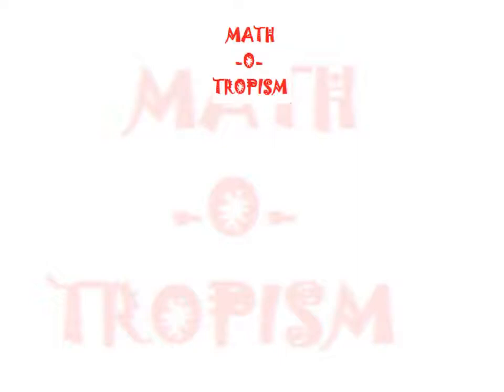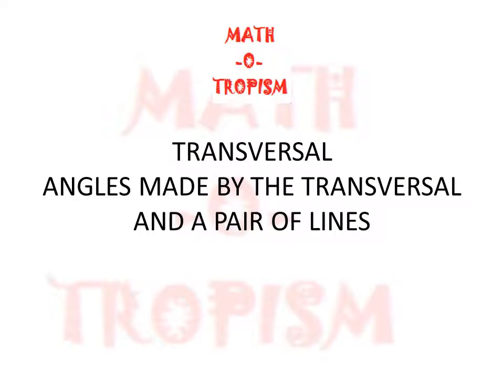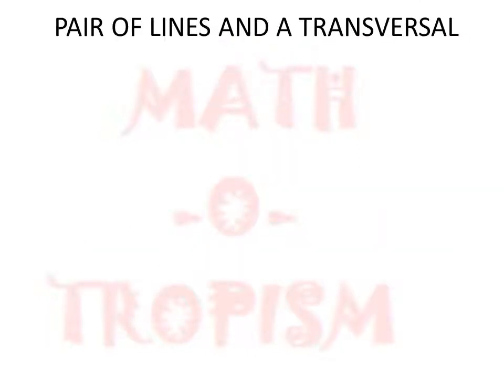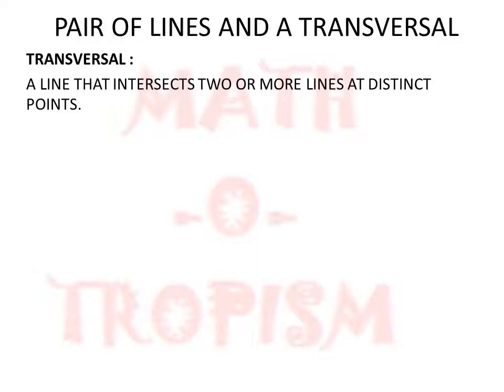Welcome to Math-o-tropism. Today we are going to see about transversals, the angles made by the transversal and a pair of lines, and we will be considering a particular type of pair of lines, the parallel lines. First we will see what a transversal is. It is a line that intersects two or more lines at distinct points.